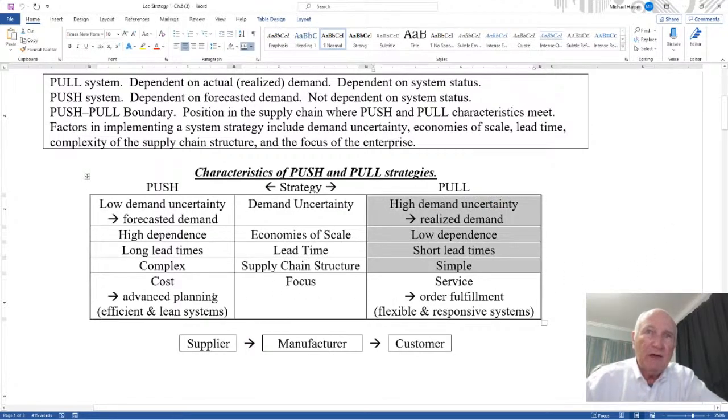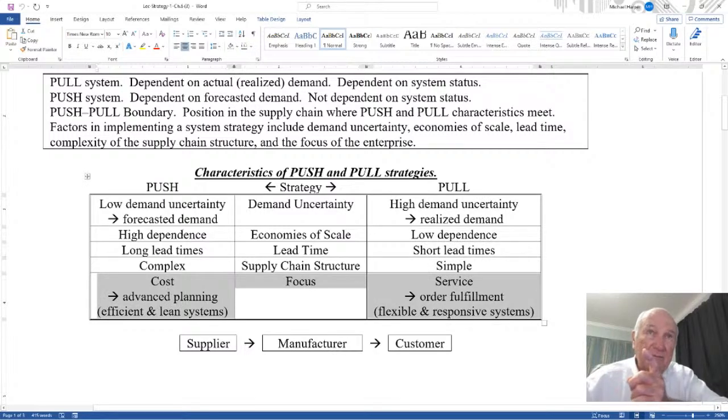So therefore, a lot of the focus with a push system is on cost and advanced planning because of the forecasted demand. And you lean toward a push system for what is referred to as efficient and lean supply chains.